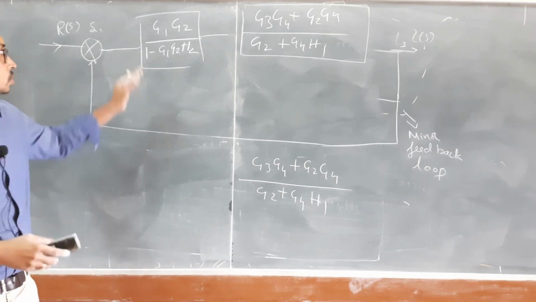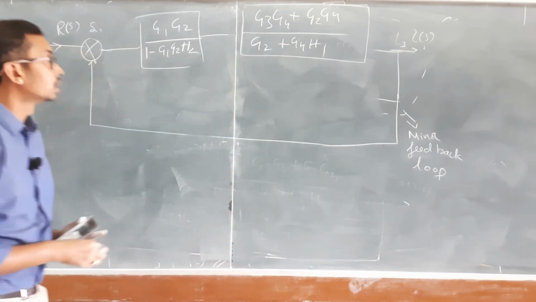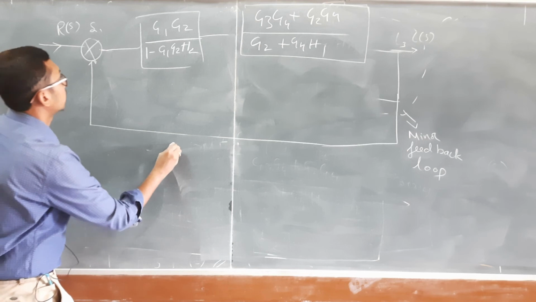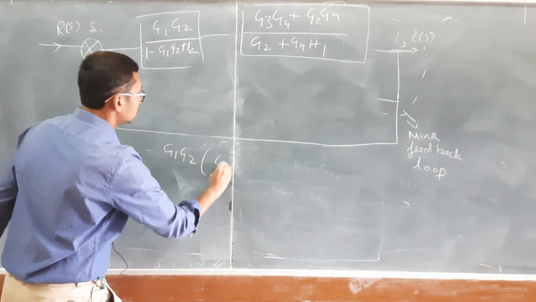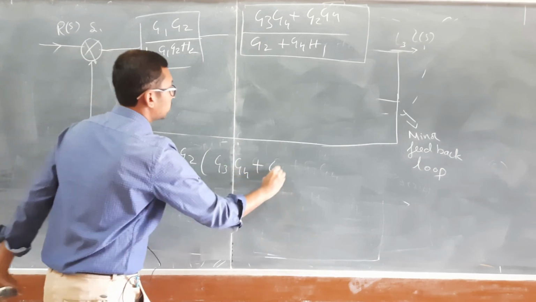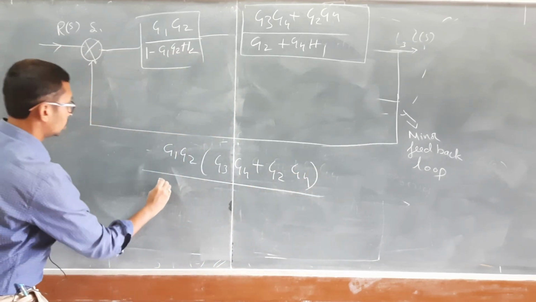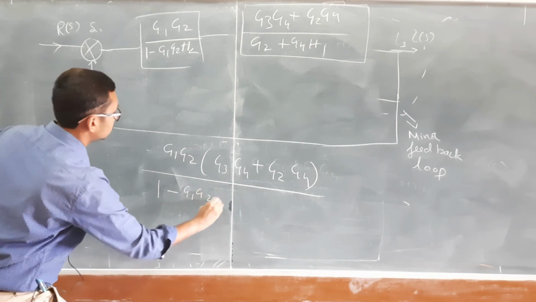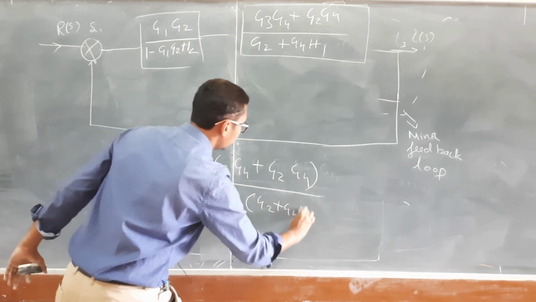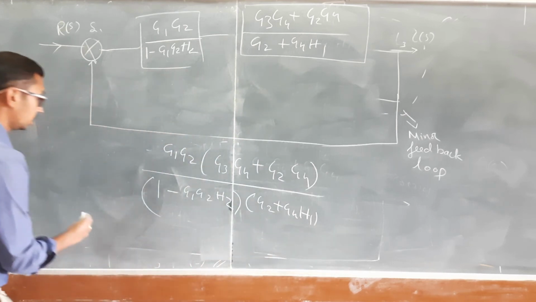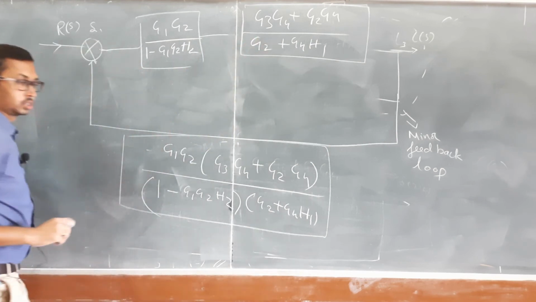So what is the next step? These two blocks are in series, so what we have to do is the multiplication. This can be written as G1 G2 into G3 G4 plus G2 G4 divided by 1 minus G1 G2 H2 into G2 plus G4 H1. Okay, so this is the block after multiplying these two.